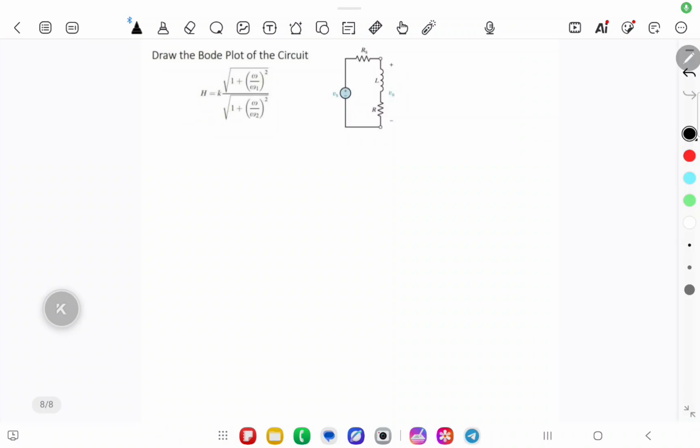Let's solve an example. In this case, we have to draw the Bode plot of the following circuit. Honestly, for us, it's enough to know how the network function behaves at low frequency and high frequency assumptions. It is not necessary for us to know the values of the constant k, omega 1 and omega 2, because to draw the general Bode plot for this particular function, it's enough to know the expression.